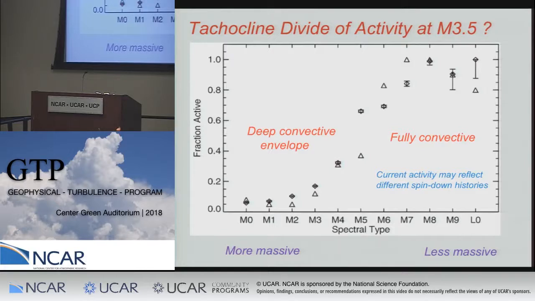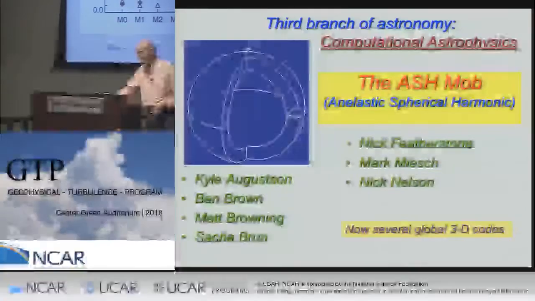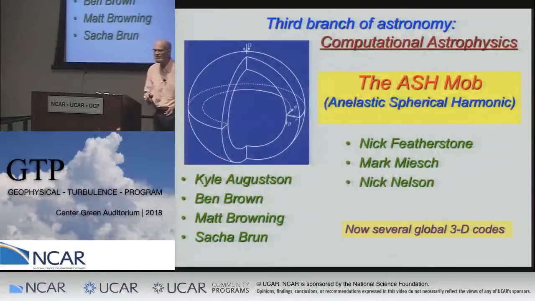How has this come about? And one may speculate that the current activity also reflects the different spin-down histories that have occurred. That possibly these stars, the more massive ones that have a tachocline, experience much more effective spin-down early in their lives, so they're now fairly slow rotators on average. And then that ties into the previous thing we looked at.